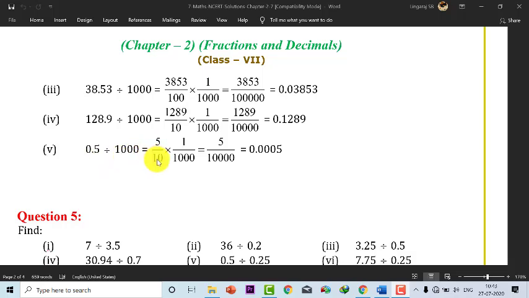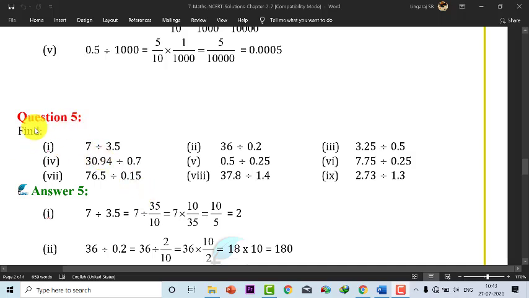0.5 is nothing but 5 by 10, and the inverse of division is multiplication and the reciprocal of 1000 is 1 by 1000. 5 into 1 is 5, 10 into 1000 is 10,000. So if you divide this, you get 0.0005. Next, we move to question number 5 here. Find 7 divided by 3.5.